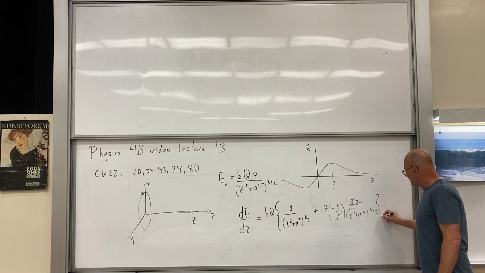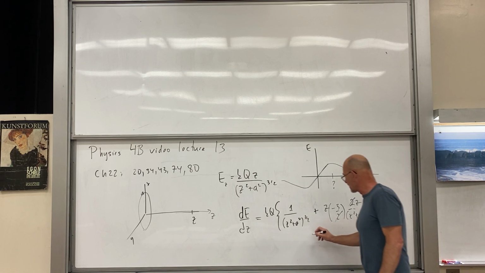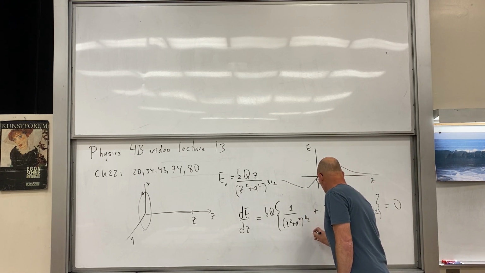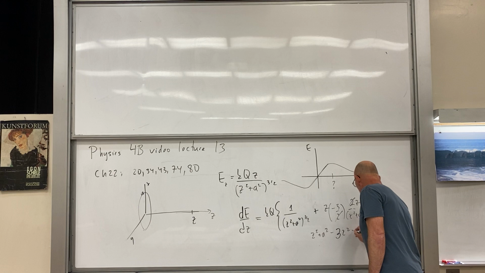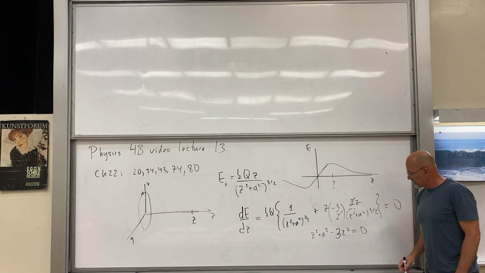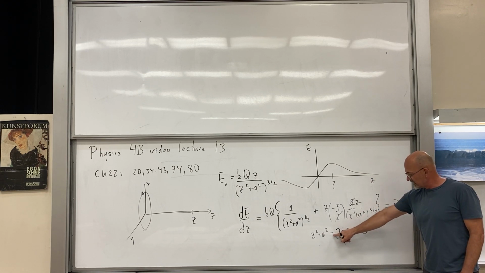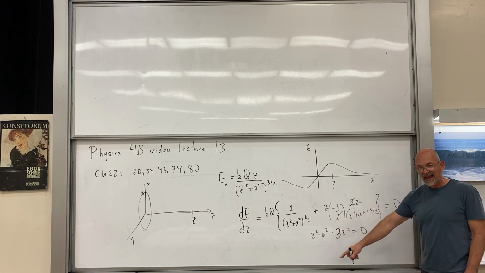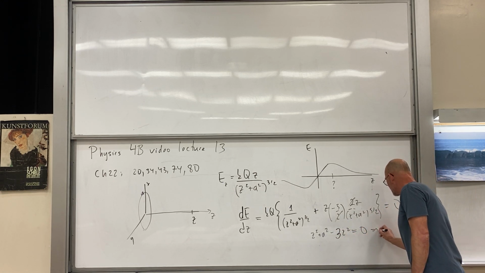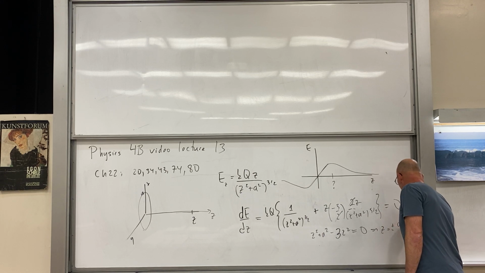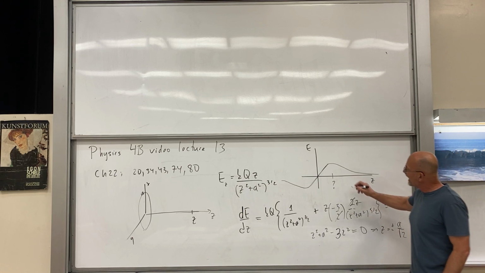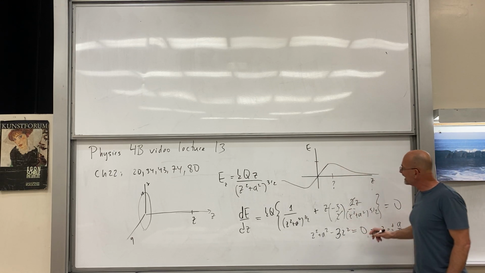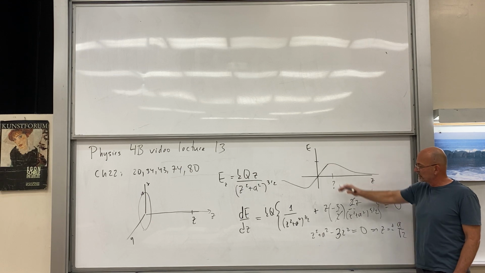So anyway, we have to set this thing to 0, and we'll rationalize the denominator. Common denominator, we'll have z squared plus a squared minus 3z squared equals 0. So that gives us 2z squared equals a squared. Bring it to the other side: z equals plus or minus a divided by the square root of 2. And once you have that, you can plug it in and find out this maximum value.